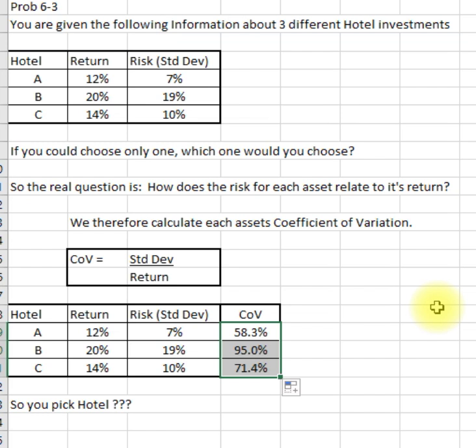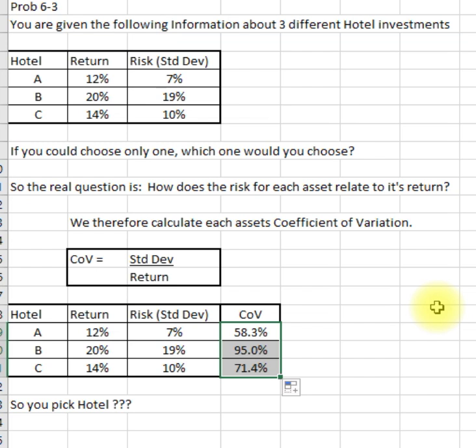So what are we really looking at here? How do we answer the question? Which one would you select? Okay. I would select Unit A, Hotel A. When you look at that, it has less risk for every unit of return.